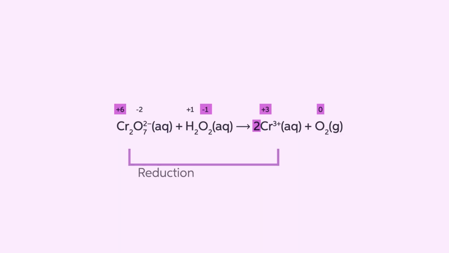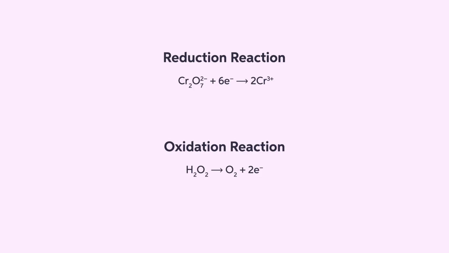Next, let's find our half reactions. Chromium is undergoing reduction, having its charge decrease from +6 to +3 by gaining electrons. Oxygen is being oxidized. Its charge increases from -1 to 0 by losing electrons. Like before, we account for the change in oxidation states by adding electrons to the left or the right. Chromium needs 6 electrons, 3 for each atom to go from +6 to +3. Each oxygen atom went from -1 to 0, meaning each atom lost a single electron for a total of 2.